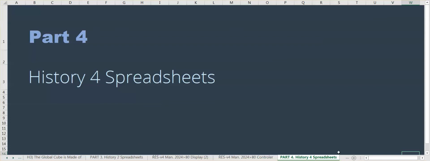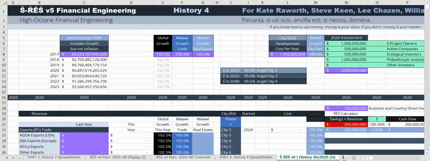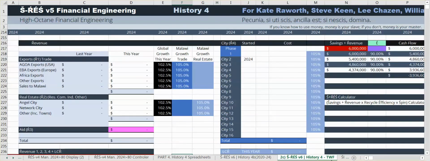History 4 spreadsheets. These are spreadsheets that are the next spreadsheet to be made. I'm just preparing them. This one covers 20 to 24, which hasn't been covered before, and this one is ready to go, hopefully. Kate Raworth and Steve Keen, Lee Shanzen.